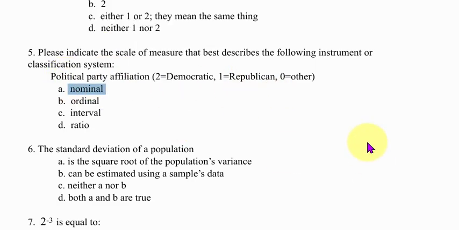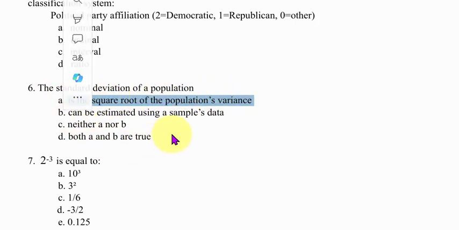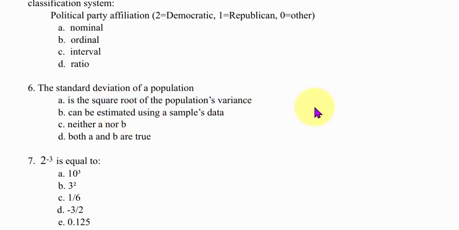Bam. Number 6, the standard deviation of a population is the square root of the population's variance. That is true. B is false, and the rest of those are false. So number 6 is A.